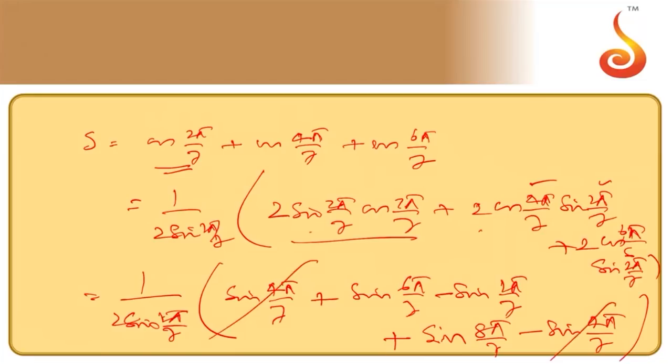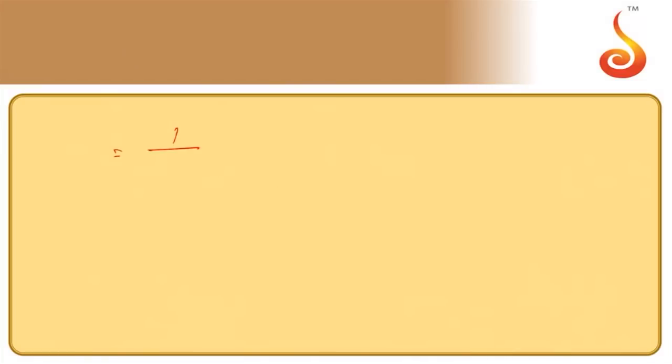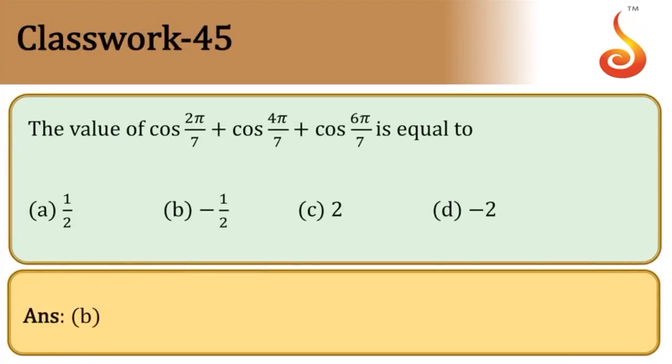Clearly you can see that sin 4 pi by 7 gets cancelled, and sin 6 pi by 7 with sin 8 pi by 7 also gets cancelled, because this is the negative of this one. 8 pi by 7 is replaced by pi plus pi by 7, and that can be replaced by the same pi by 7. So we are left with sin 2 pi by 7 and sin 2 pi by 7, and that is equal to 1 by 2 times sin 2 pi by 7 into minus sin 2 pi by 7. So the answer happened to be minus half. So the answer is equal to minus half.